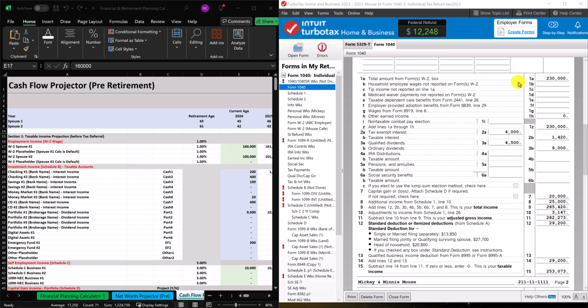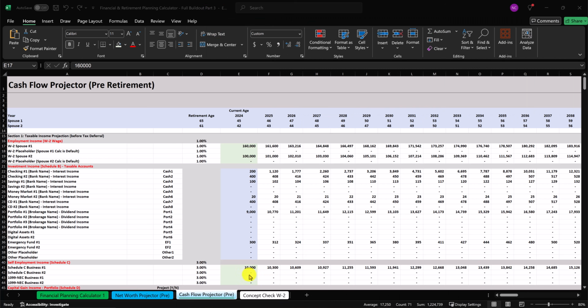Now, while the total of these wages right here is going to be $260,000, what we are going to see over here on line 1A of our tax return in this fact pattern is going to be $230,000. Now, what is the difference? Why do we have $260,000 over here but $230,000 over here? To answer that question, let's go down here to this concept check on the W-2.